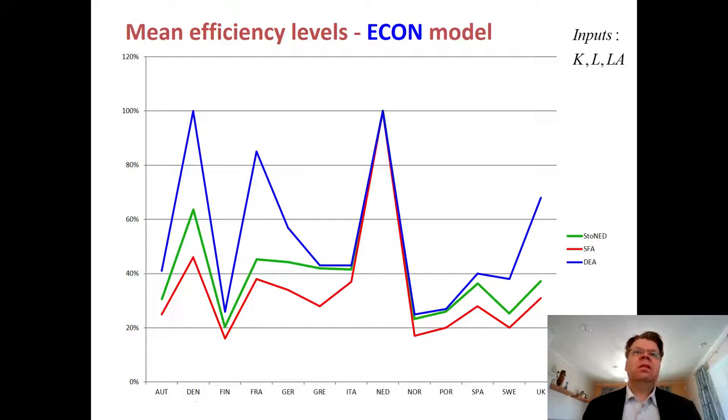In any case, this little bit unconventional version of DEA yields the highest efficiency scores on average in this sample. In all of the methods, the Netherlands is the best performing country. And in the DEA case, we also need to have another efficient country, and that will be Denmark.